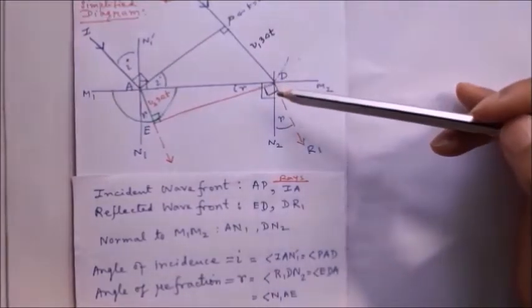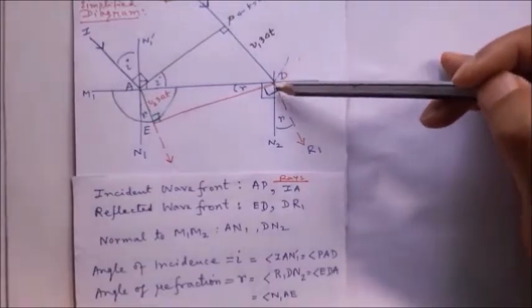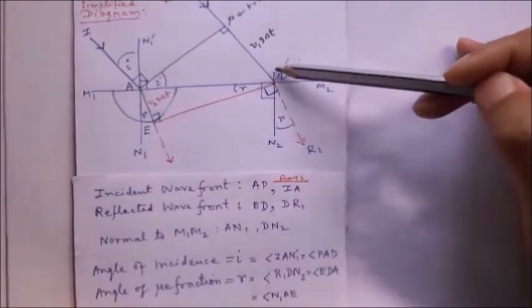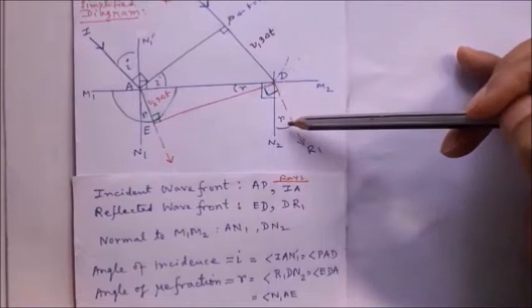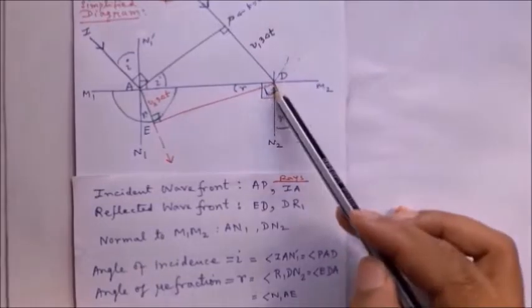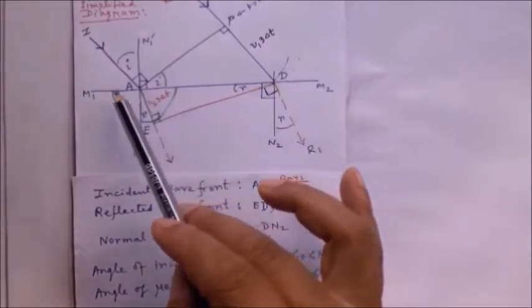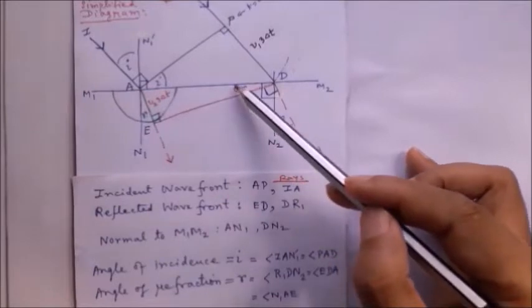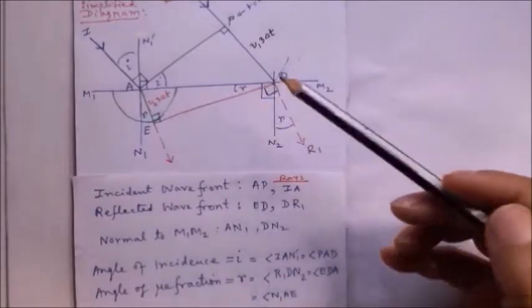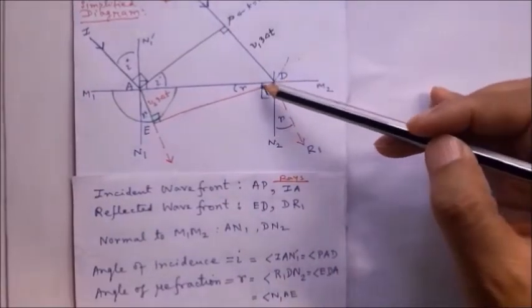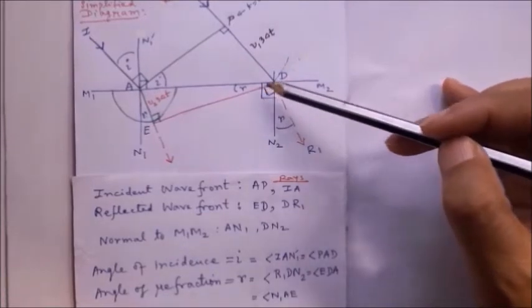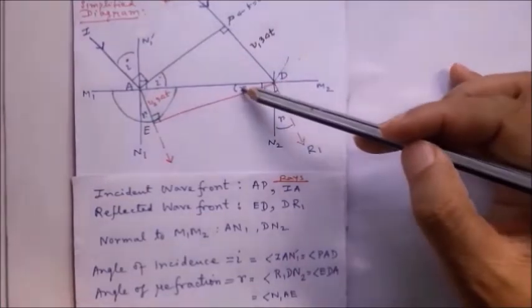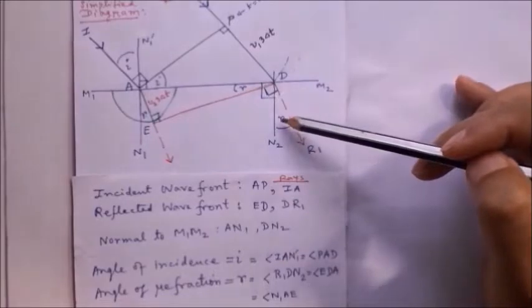Now what about the angle of refraction? Here this is the refracted ray, this is the normal, so this is obviously the angle of refraction. This is the refracted wavefront and this is the interface, so obviously this is the angle of refraction. And further, if we look at the angles involved here, this is 90 degrees, this is 90 degrees, so it is clear that these two angles are the same.